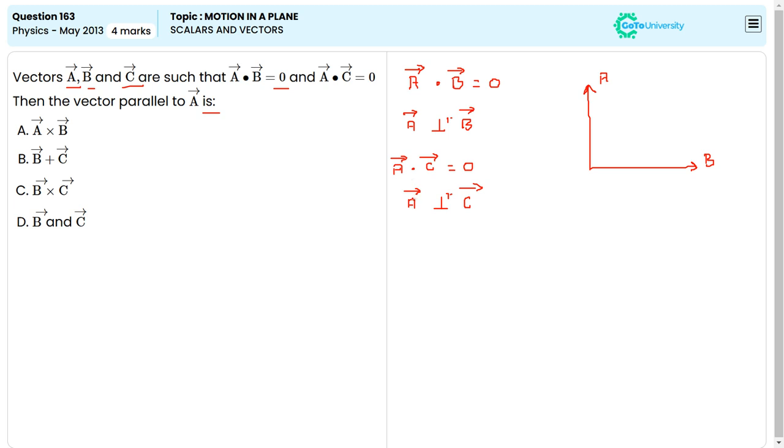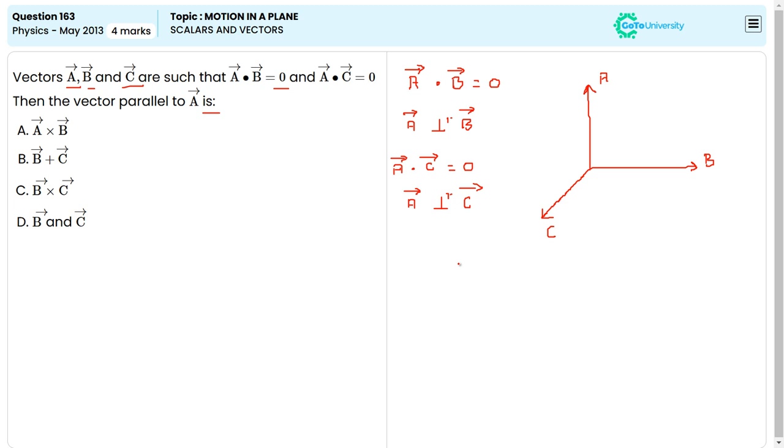And similarly, vector A is perpendicular to vector C means that z-axis. This is also 90 degrees with the A. Then this is C. Thus we can write here all three are mutually perpendicular to each other. This is 90 degrees, this is 90 degrees and this is 90 degrees.